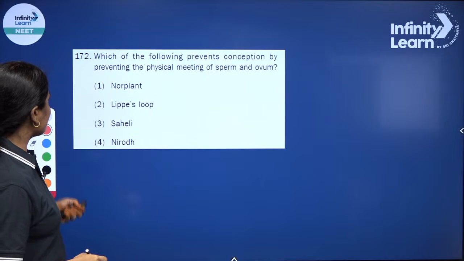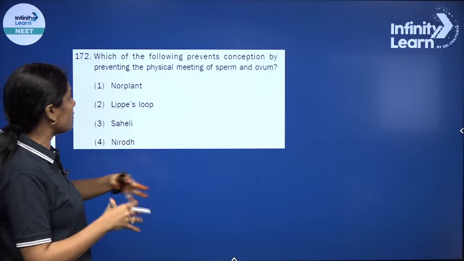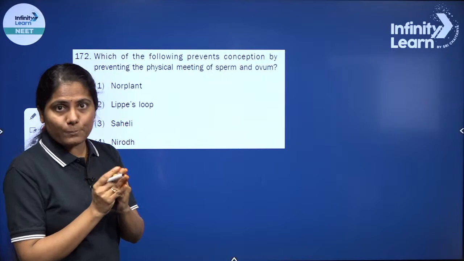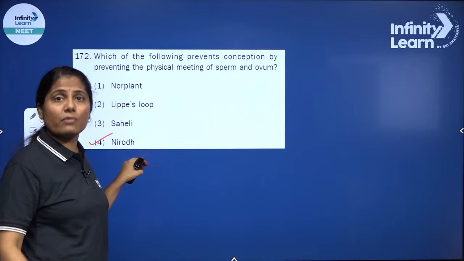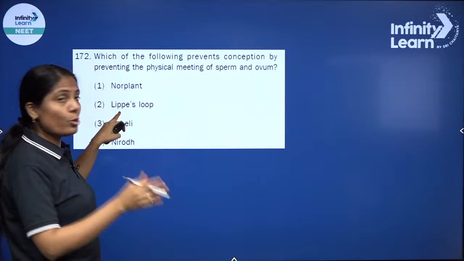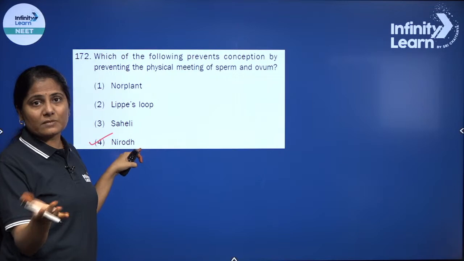Which of the following prevents conception by preventing the physical meeting of the sperm and ovum? The sperm and ovum are physically prevented from meeting. That will be a barrier method, which is Nirodh. Nirodh is a popular condom brand name, which physically prevents the meeting. Norplant is an implant. Lippes loop is a non-medicated IUD. Saheli is an oral contraceptive. So physical meeting is prevented basically by a condom like Nirodh.